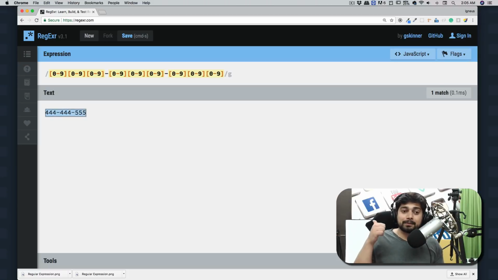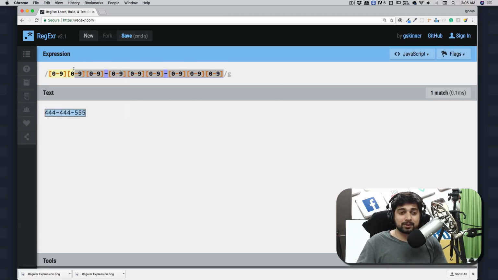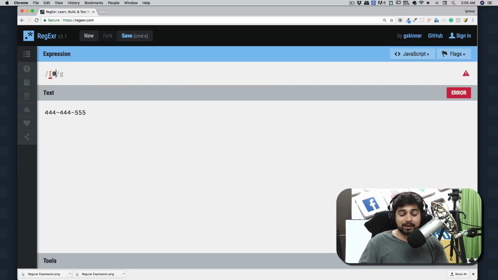So notice we got a perfect match for a phone number, which is 444, 444, 555. I don't even know if that exists. But again, this is a perfect match. This is not the best way of doing things, but surely we're going to learn other interesting options.